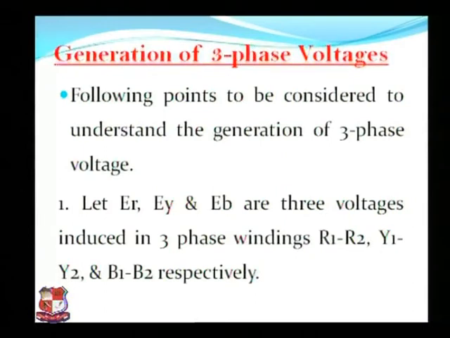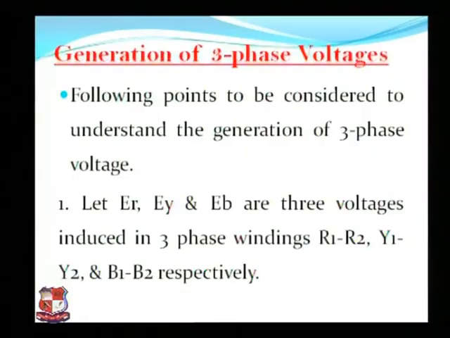Some points have to be considered whenever we are going to understand the three phase voltage, like the three voltages ER, EY and EB. E is the voltage for the phases R, Y and B, so the respective voltages are known as ER, EY and EB. Three phase winding, that is between R1, R2, Y1, Y2 and B1, B2. ER is the voltage generated like that.